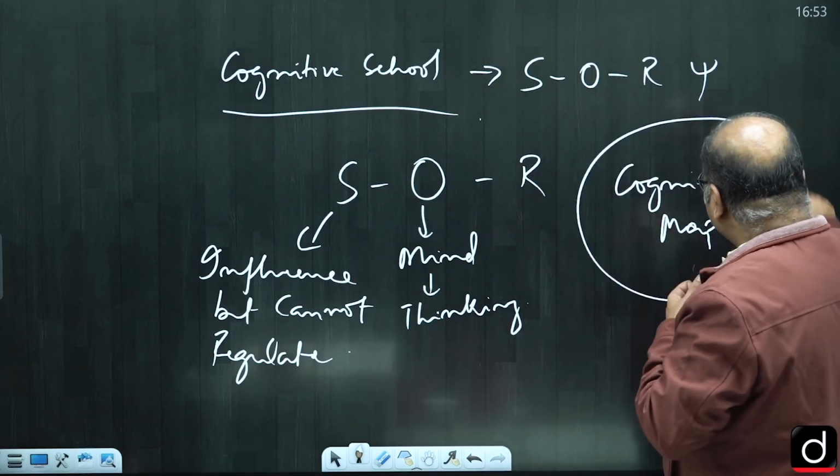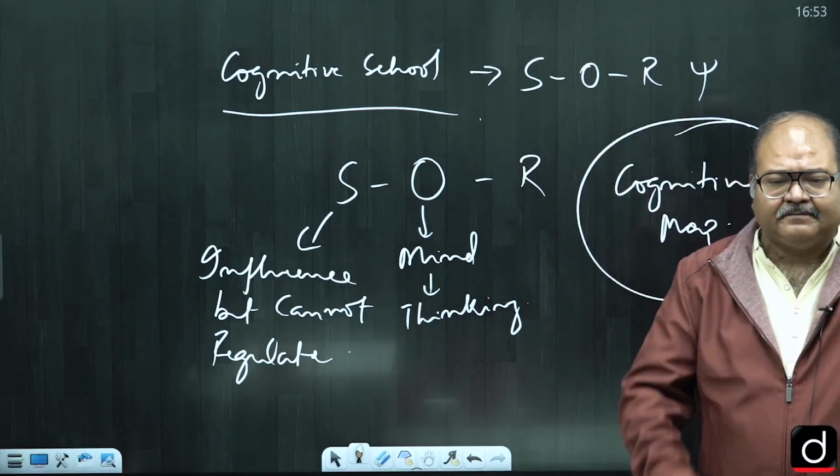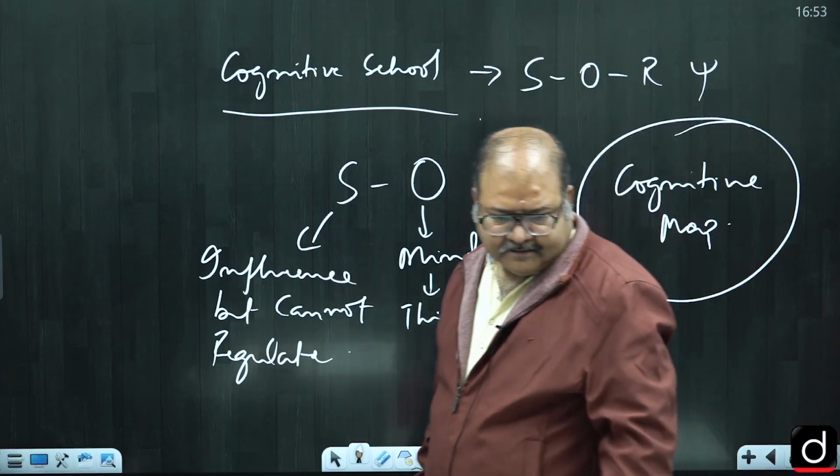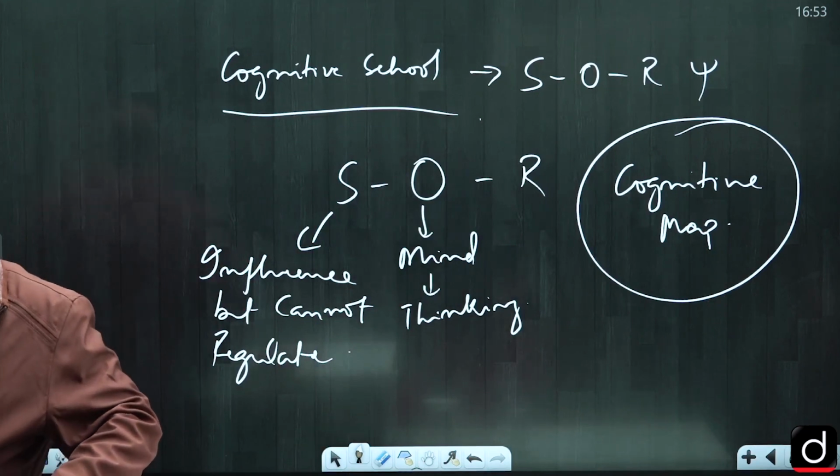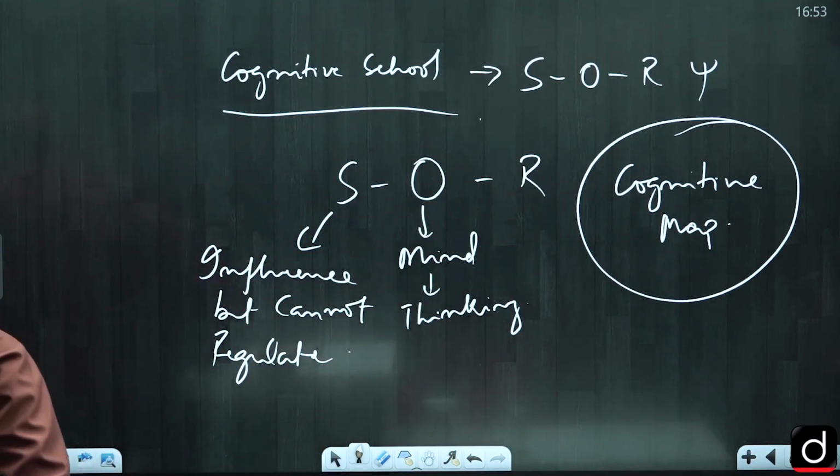So, throughout our life, we are following a cognitive map, and everybody's cognitive map is different. How many of you are vegetarian? And how many of you are occasionally vegetarian?